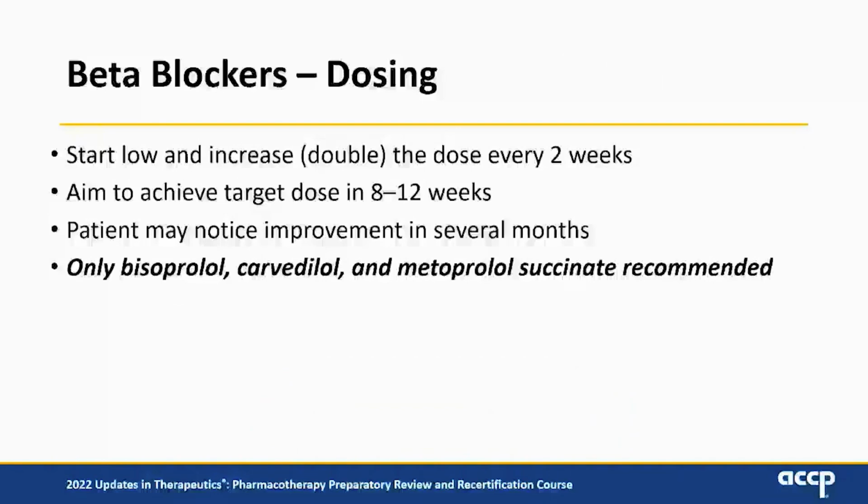Just like ACEs, ARBs, and ARNIs, we'll start low and increase our dose slowly, aiming to achieve our target dose in 2 or 3 months. Our patients might start to notice improvements in their symptoms after several months. The key thing to remember with beta blockers in HFrEF is that there are only 3 agents that were shown in clinical trials to reduce mortality. So when we are picking our beta blocker, we need to pick one of these 3. We have bisoprolol, we have carvedilol, and then we have metoprolol succinate. Note that metoprolol tartrate is not included in this slide. It's specifically metoprolol succinate.